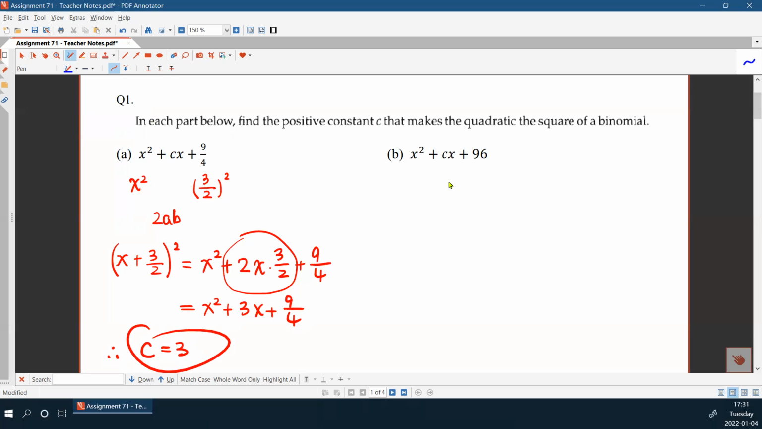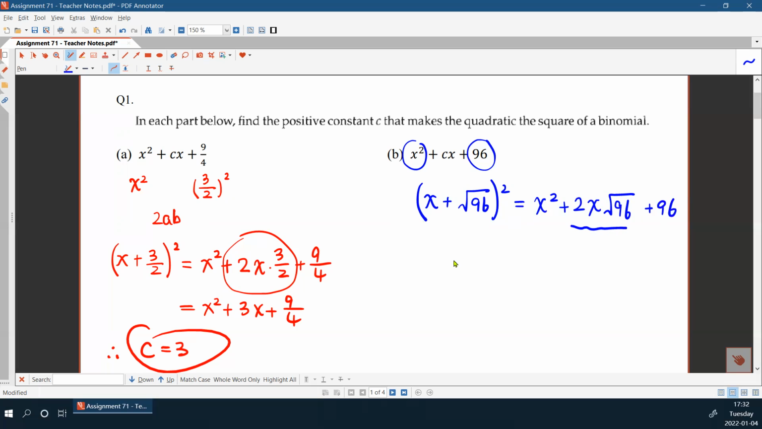Okay, for the second question, note here we should have a squared and b squared, right? So basically, you can write it like this: (x + square root of 96) squared. And then if you expand it, you will get x squared plus 2ab, which is 2x square root of 96, plus b squared, which is square root of 96 squared, which is 96, right? So this is our cx.